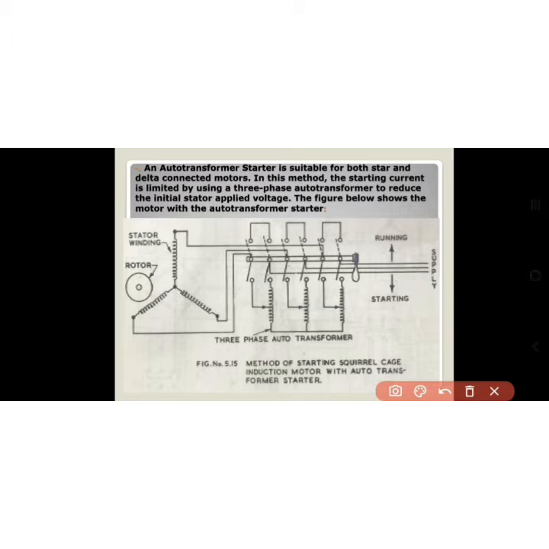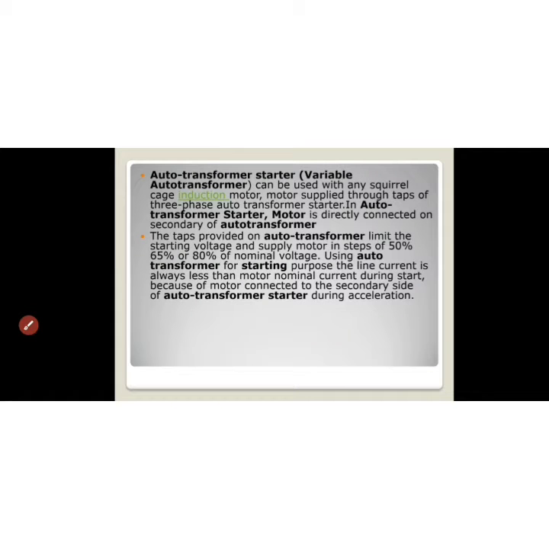After the latter portion of this video, I will show you how to draw this circuit diagram of an auto transformer starter. An auto transformer starter can be used with any squirrel cage induction motor supplied through taps of the 3-phase auto transformer.